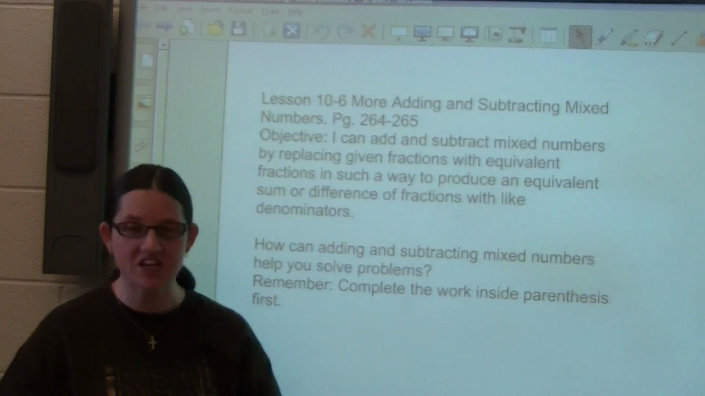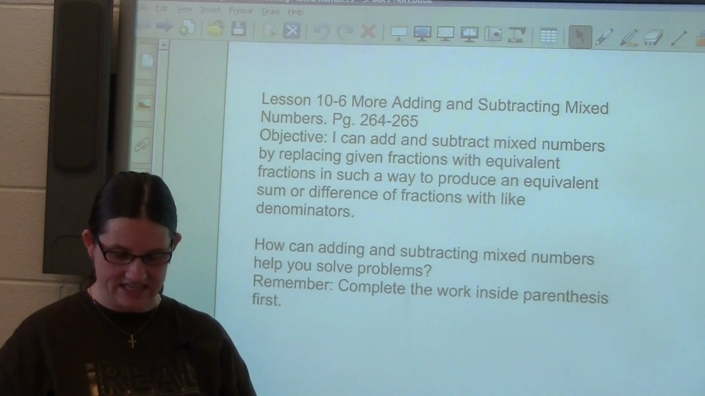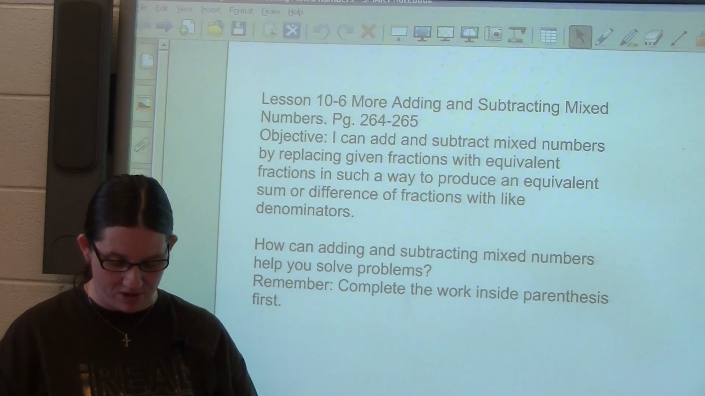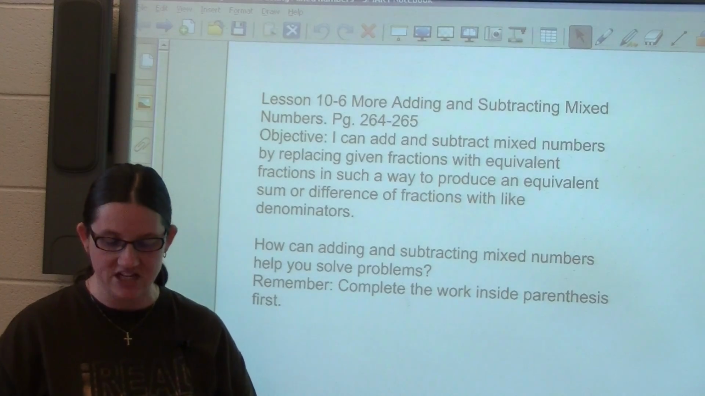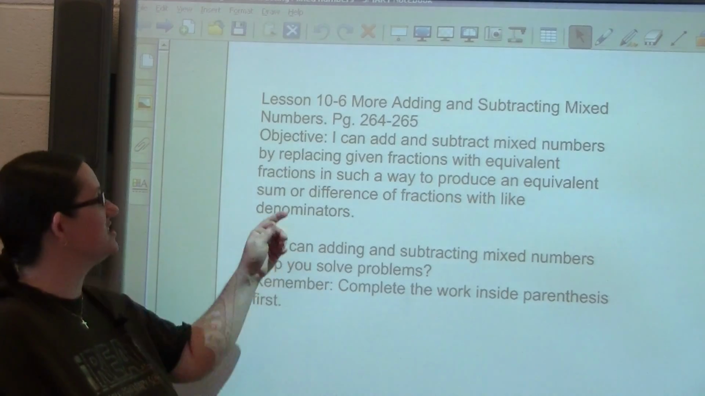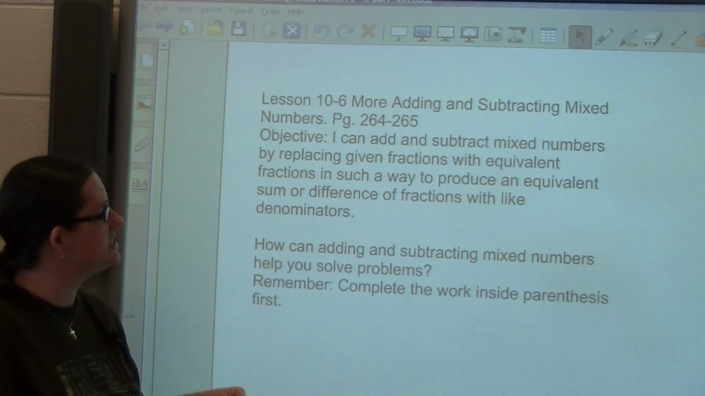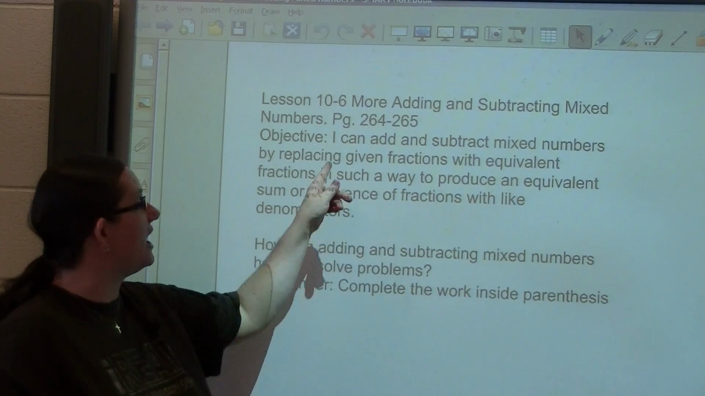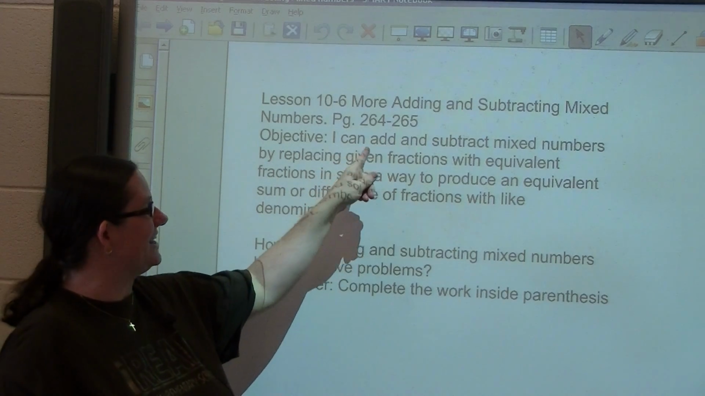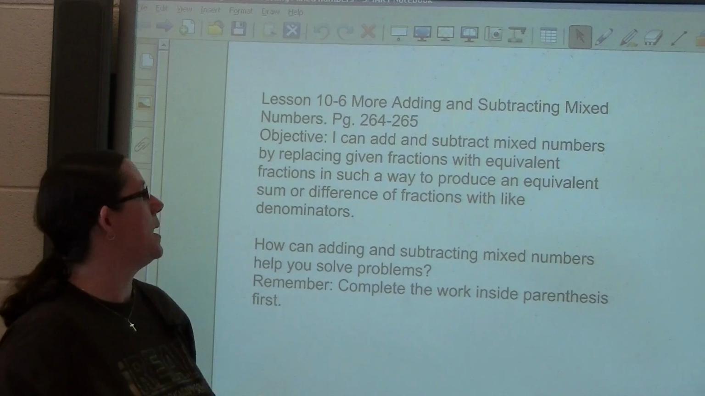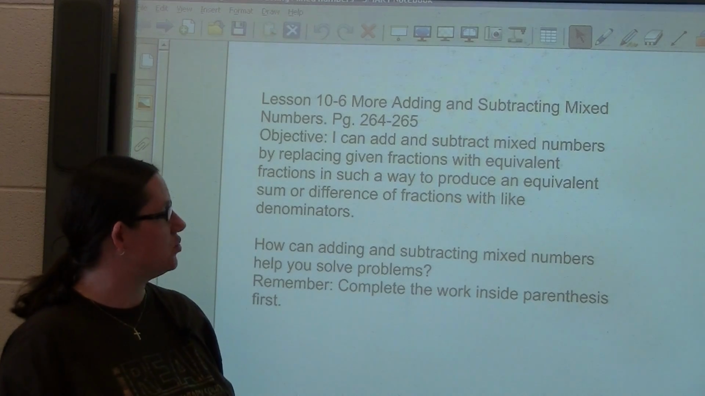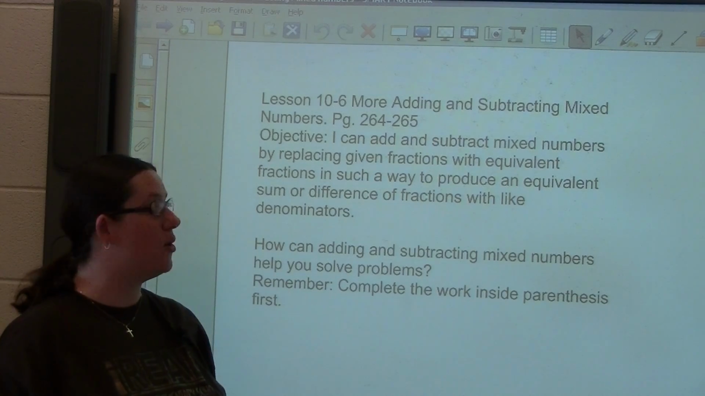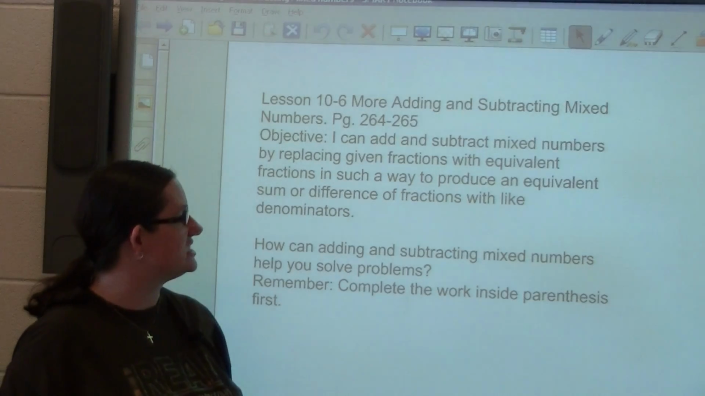Okay, fifth grade, today we are going to start lesson 10-6, which is entitled More Adding and Subtracting Mixed Numbers, found on page 264 and 265 in your text. Let's start off by getting our objective copied, please. Again, you're going to see our objective is the same and similar to what we've just been working on. So copy down in your notes that I can add and subtract mixed numbers by replacing given fractions with equivalent fractions in such a way to produce an equivalent sum or difference of fractions with like denominators.